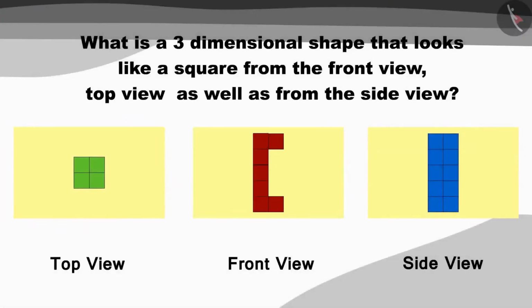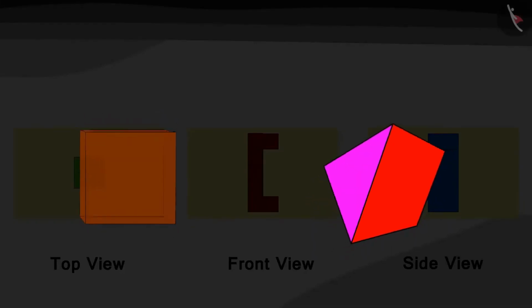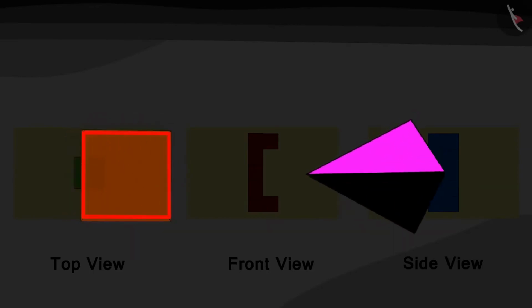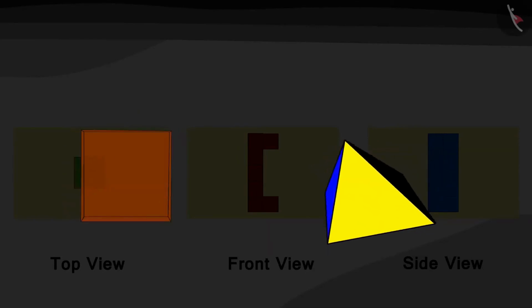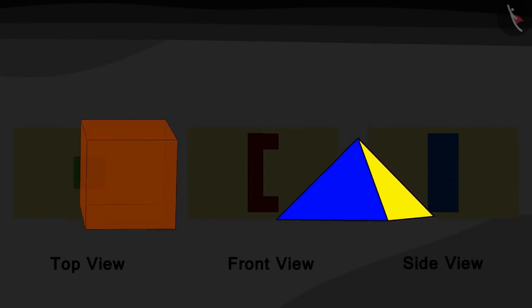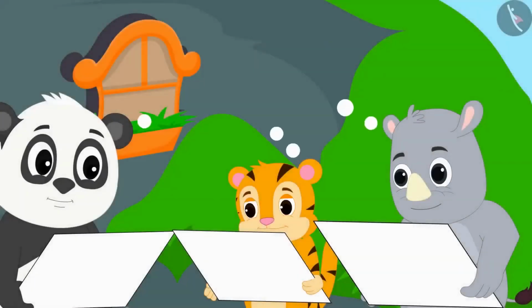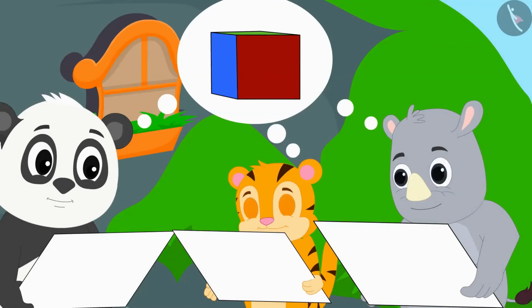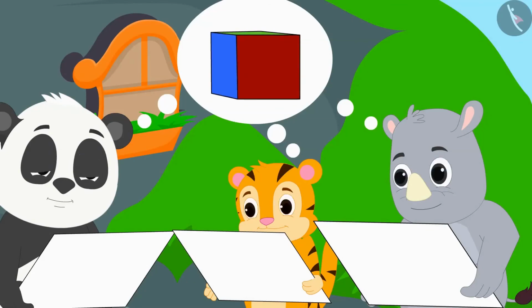Children, what shape of blocks do you see in these three pictures? Correct! They are all square. What is a three-dimensional shape that looks like a square from the front view, top view, as well as from the side view? Exactly! It's a cube! In this way, the three of them also discovered that the model was made using blocks that were cube-shaped.